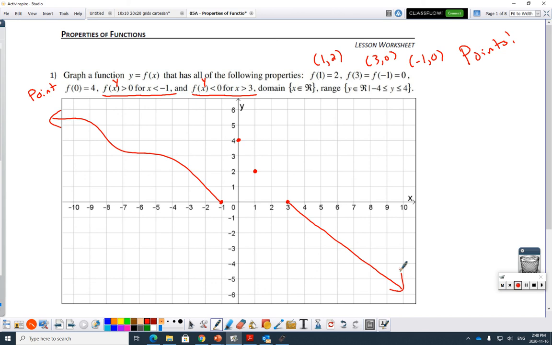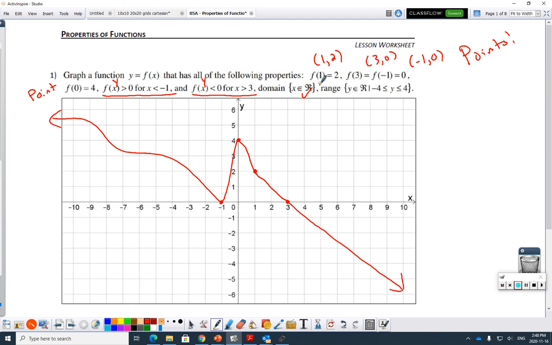Domain x element of reals. Okay, yeah, I got that. X element of reals. I guess I got to connect these up now. Some people will be bothered by the freedom of this. You're like, so I can just do whatever I want? Yes, as long as it does these things. So lots of choices as long as you do the things it says. So I got the right domain. Do you agree? X element of reals.